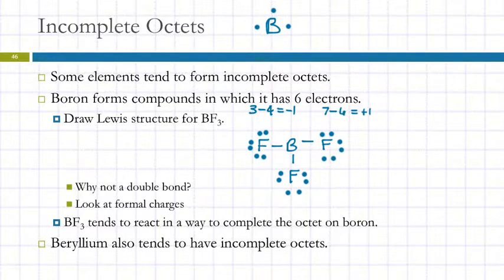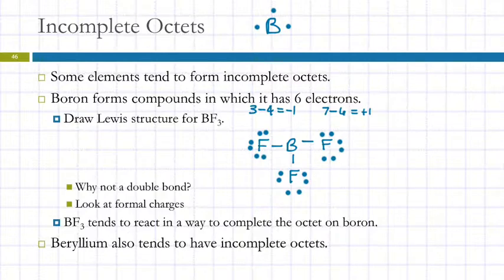So boron often will form an incomplete octet. This compound is fairly reactive, and it will react with other things in a way that does complete the octet on boron, but boron trifluoride does not have an octet on boron. So it's not that boron never does an octet, but sometimes it doesn't. Use formal charges to tell.